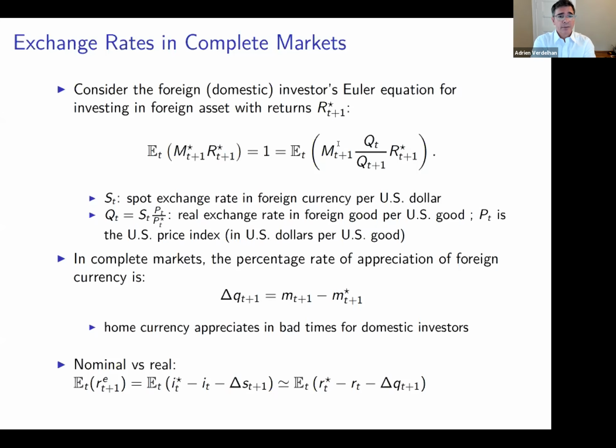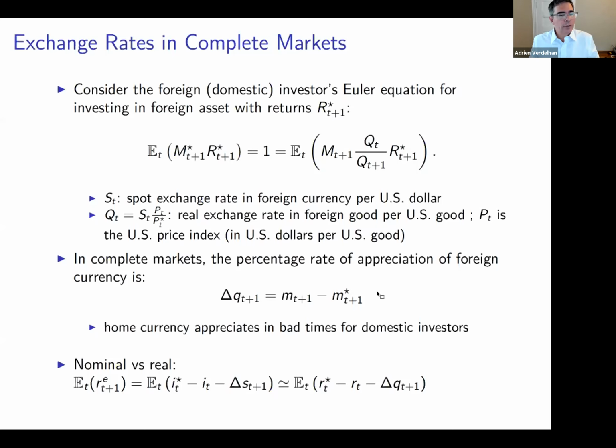Well, because if markets are complete, there's only one way to price an asset. You remember, it's the price of those contingent claims, that's it. And so it must be that the change in exchange rate is related to the two stochastic discount factors. And so you can write it in logs. The Δq_{t+1} is the log difference between the US stochastic discount factor, m_{t+1}, minus the foreign stochastic discount factor, m star_{t+1}.